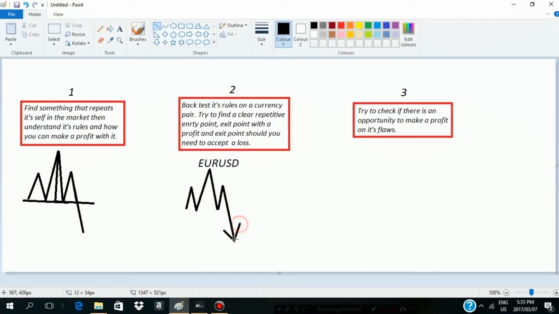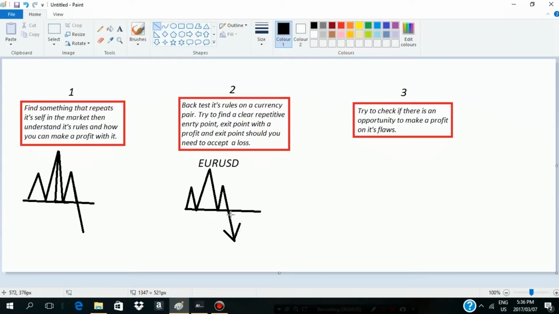So I know 100% that when it breaks the neckline, because I have studied head and shoulders patterns on this currency pair, we are going down by 50% of the head, because this is what I have come to find. This rule of it going 100% is no longer valid. So you need to check if the rules that you have found are still valid on the currency pair that you are testing it on.